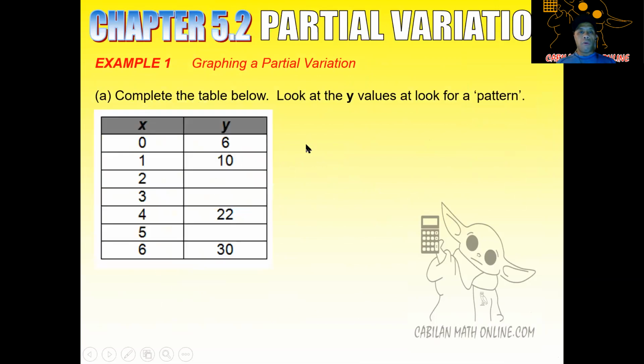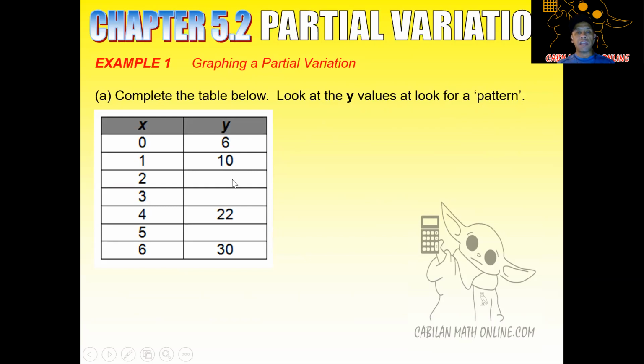What we want to do first is look at a table of values for x and y respectively, and finish it, because you notice we have 3 blanks that we need to fill in. It says look at the y values and look for a pattern. We want to use the first 2 values and see how we can go from 6 to 10. Keep in mind that we want to find the difference between them. To go from 6 to 10, we're going up by 4, or adding 4. So as we continue, we have 6 and 10.